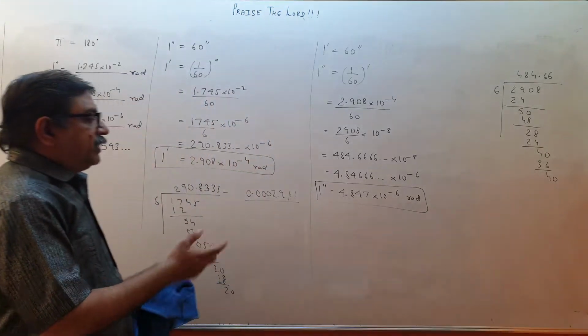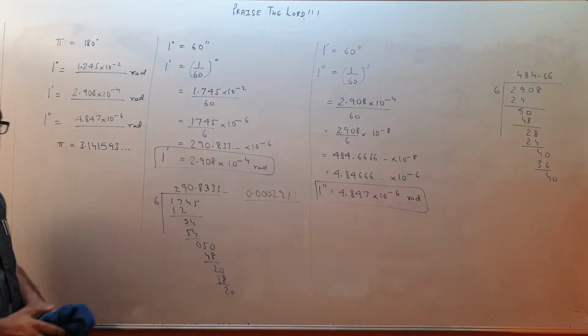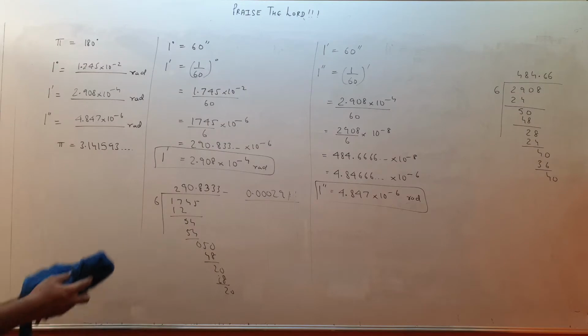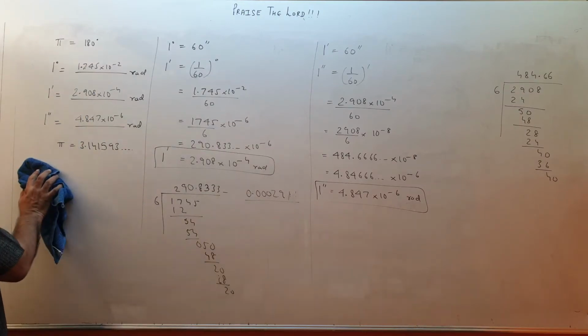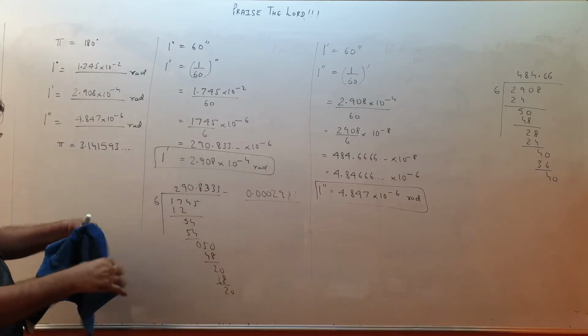So this was about 1 minute, 1 degree and 1 second in terms of radians. Please children try to memorize these values. It will be helpful in sums if they are not given sometimes. Okay, please pause and copy.